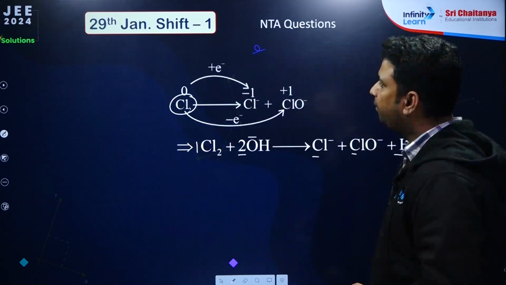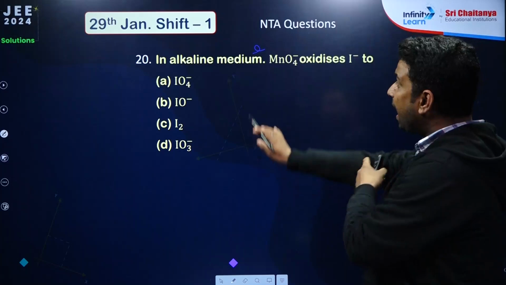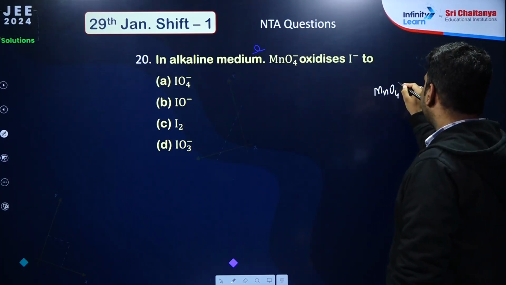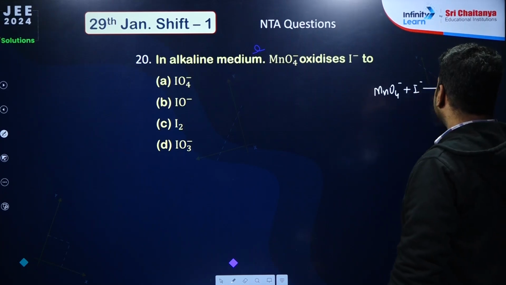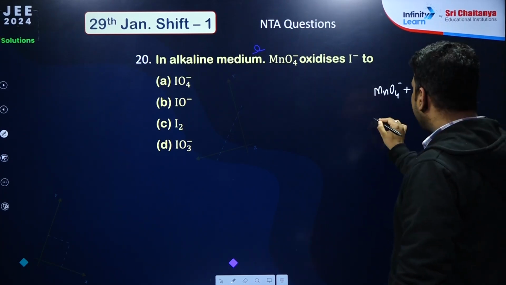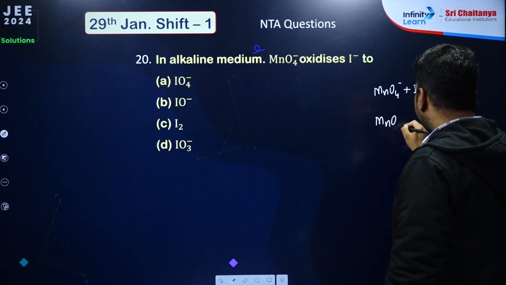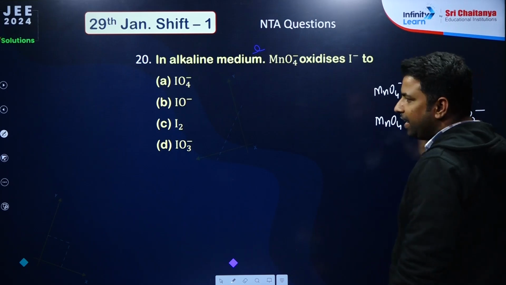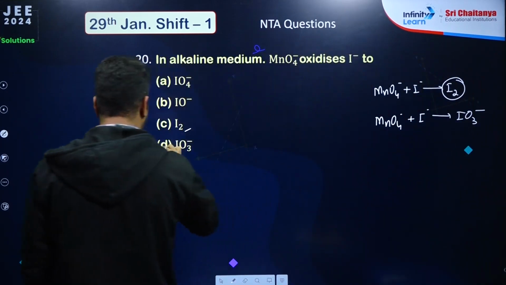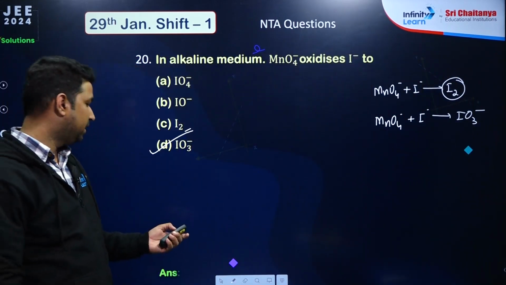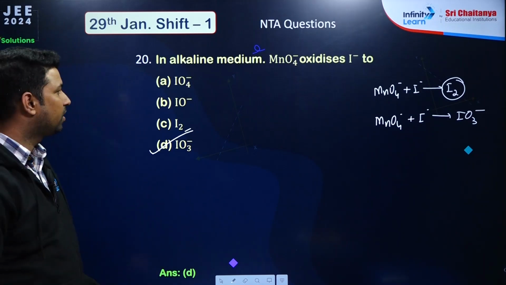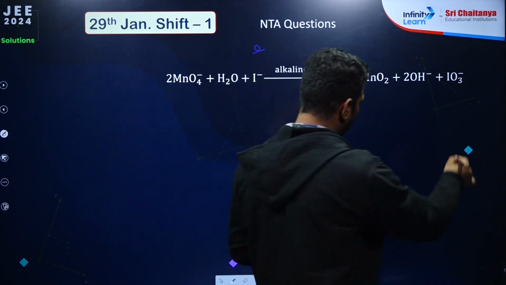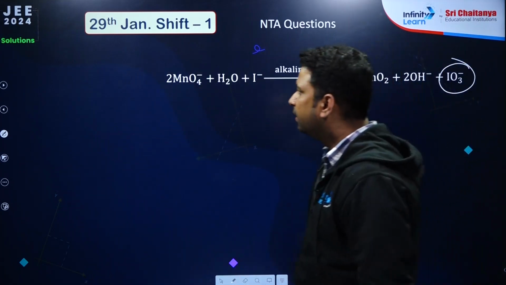Okay. So after that, we are here. Alkaline medium. See, in acidic medium, MnO4 minus plus I minus changes to I2, iodine. But in alkaline medium, MnO4 minus plus I minus goes to IO3 minus, the iodate ion will form. So D will be your right answer. The question is directly taken from NCERT. So D will be your answer. IO3 minus is the right answer.